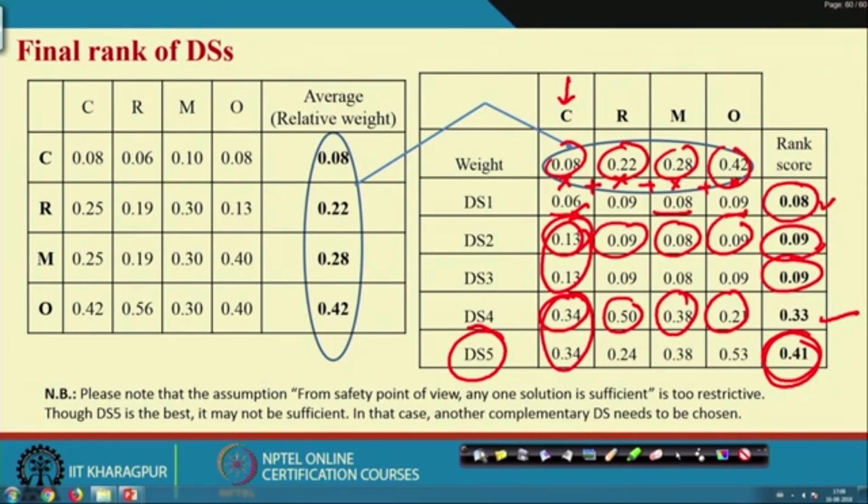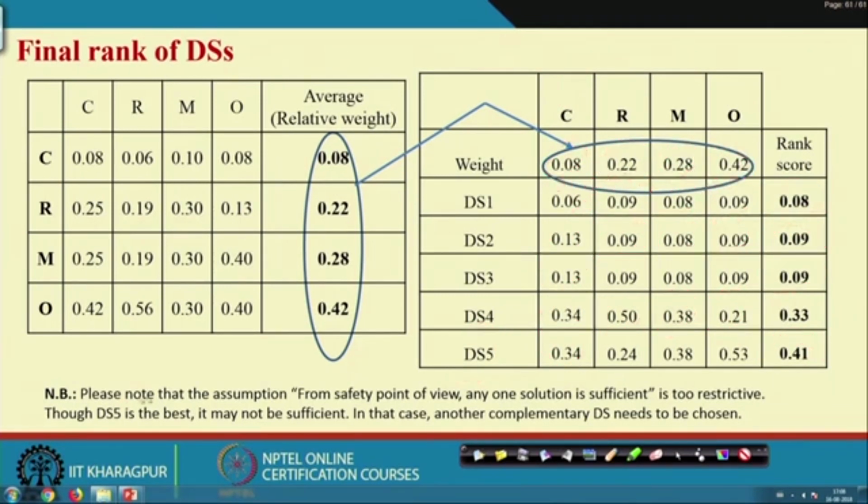A few important things to note here. The assumption from the safety point of view that any one solution is sufficient is too restrictive. Though DS5 is the best, it may not indicate which one is the next best, and so on. Also, AHP is only as good as the data provided by the experts.